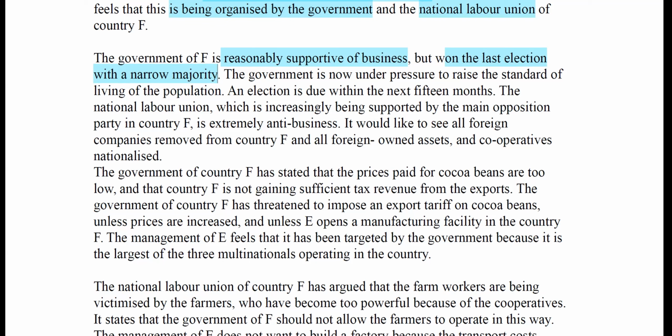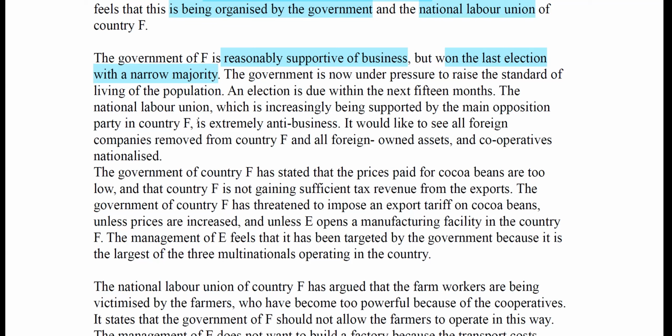You understand? So they said the government is now under pressure to raise the standard of living of the population. Election is due in the next 15 months. And the National Labour Union is increasingly being supported by the main opposition party. That means the Labour Union that is opposing us is supported by the opposition party, who may win the next election. He has the support of the people.